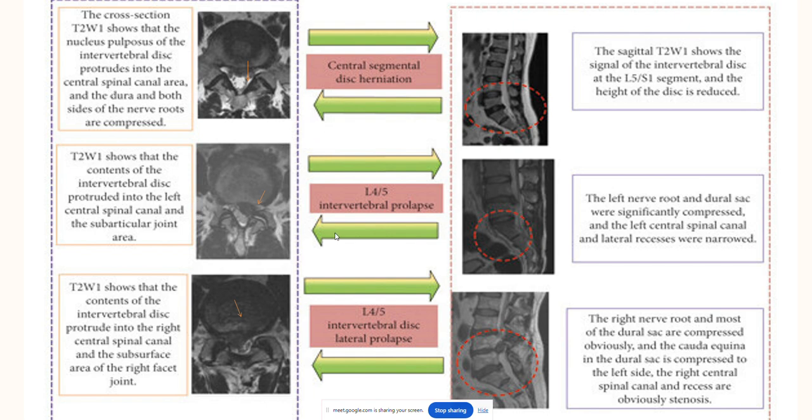This one, L4 and L5 intervertebral prolapse. T2 shows the content of the intervertebral disc protrude into the left central spinal canal and the subarticular joint here, the darker one. And the sagittal image shows the nerve root and dura sac were significantly compressed.